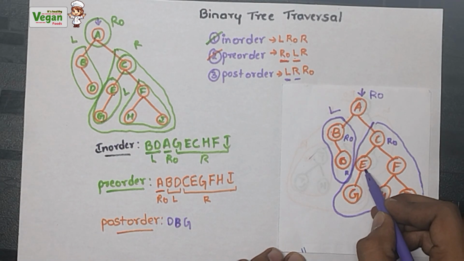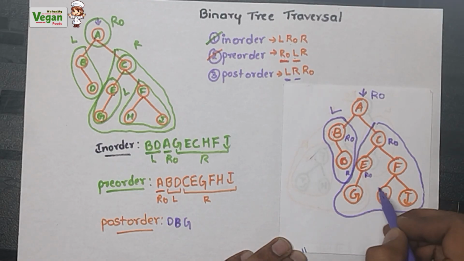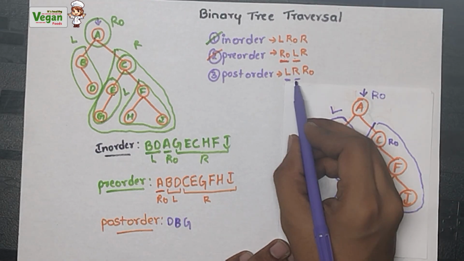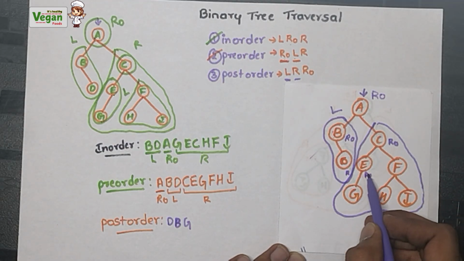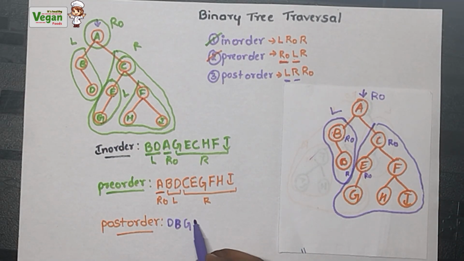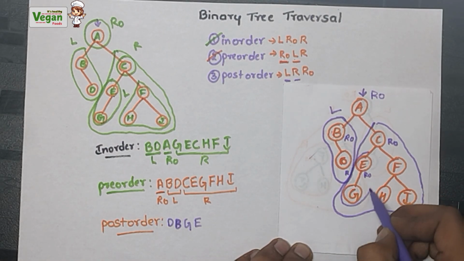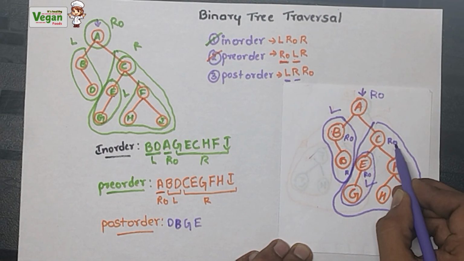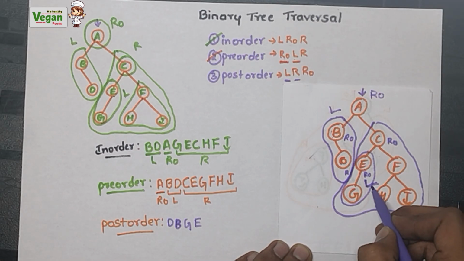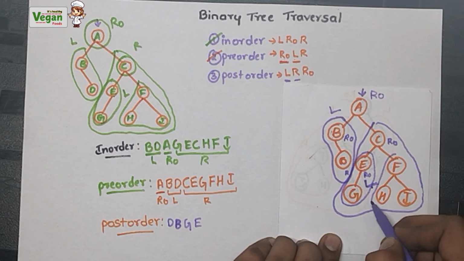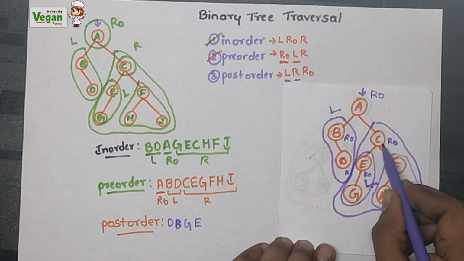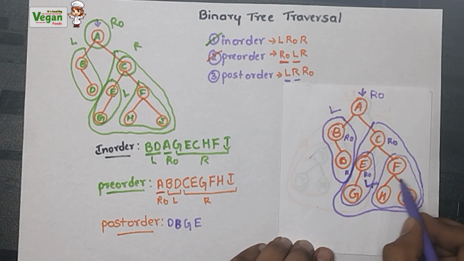Next for G, E will be the root node. There is no right, so don't write. After the right, what must you write? Root value. For G, root value is E. Next this whole will be considered as the left for this root value C. So left is over. I must write the right side of this root value C. So this is a subtree. I will consider it as a separate tree.